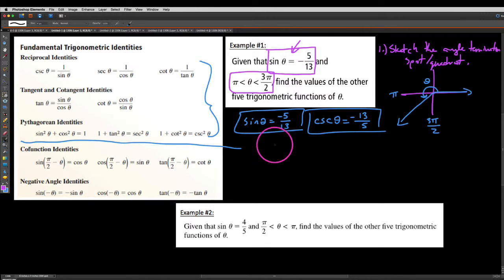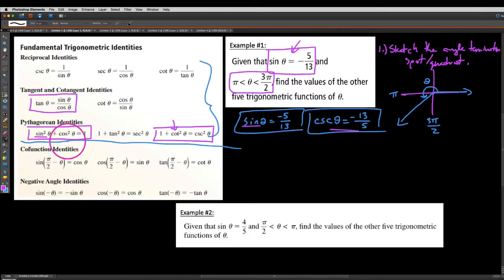So with respect to finding anything else, now I could go find tangent, but I'd have to know both the sine and the cosine. And right now, I only know the sine value and the cosecant value. So here's what we're going to do. Looking at the Pythagorean identities, we're just going to pick one. Because I know cosecant, I could use this one right here to find the cotangent value. Or because I know the sine value, I could use this Pythagorean identity to find the cosine value.